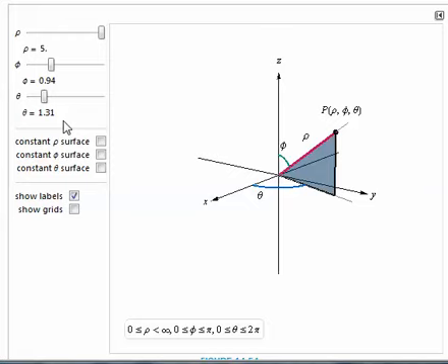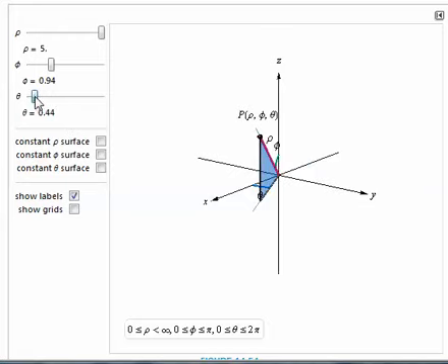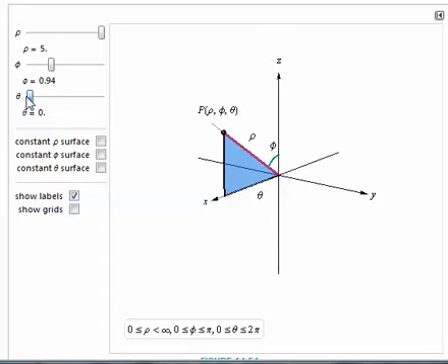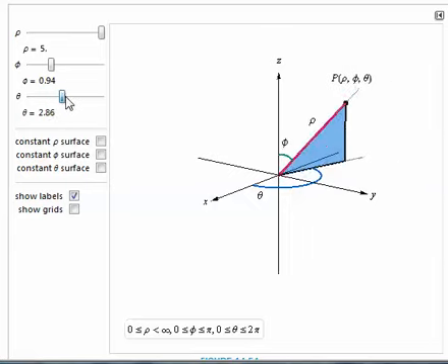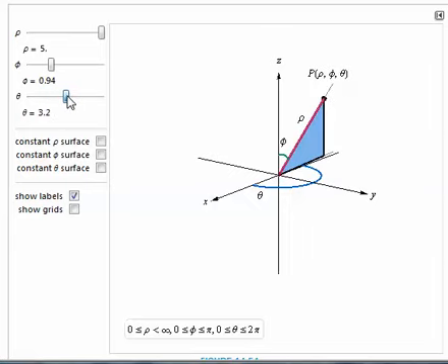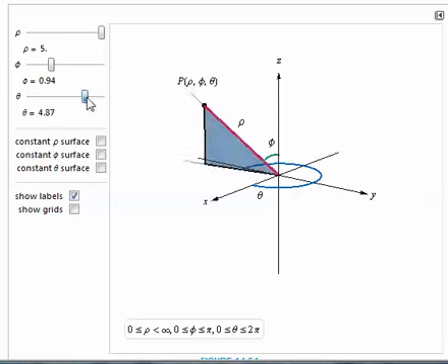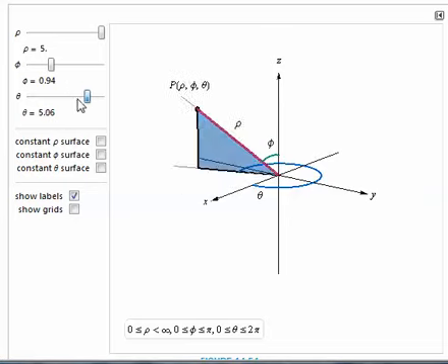All right, now theta. Theta is an old friend. Theta, again, if theta is equal to 0, we're on the x-axis, and then theta is equal to pi over 2, and pi, 3 pi over 2, and 2 pi.